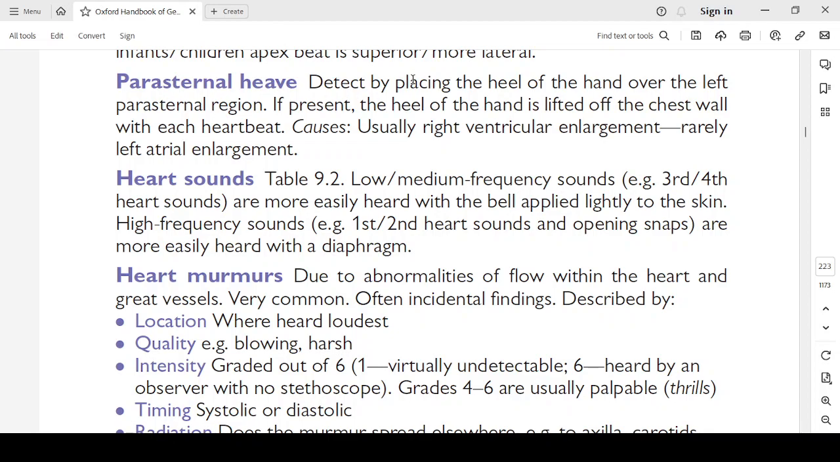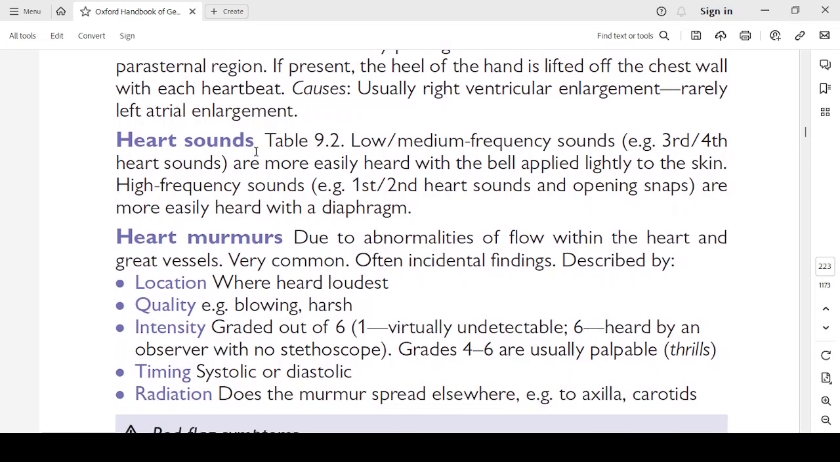Detect by placing the heel of the hand over the left parasternal region. If present, the heel of the hand is lifted off the chest wall with each heartbeat. Causes of parasternal heave: usually right ventricular enlargement causes parasternal heave, rarely left ventricular and left atrial enlargement.